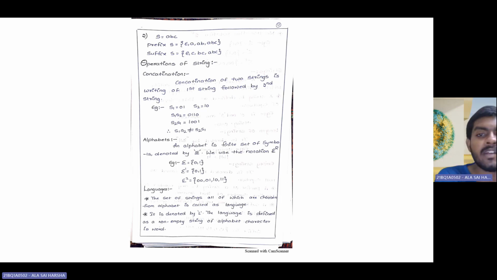So what is meant by deterministic finite automata, DFA? DFA is defined as M equals Q, sigma, delta, q0 and F. Here Q represents a finite number of states, sigma represents a finite number of inputs, and delta is the transition function. q0 is the initial state and F is the final state.